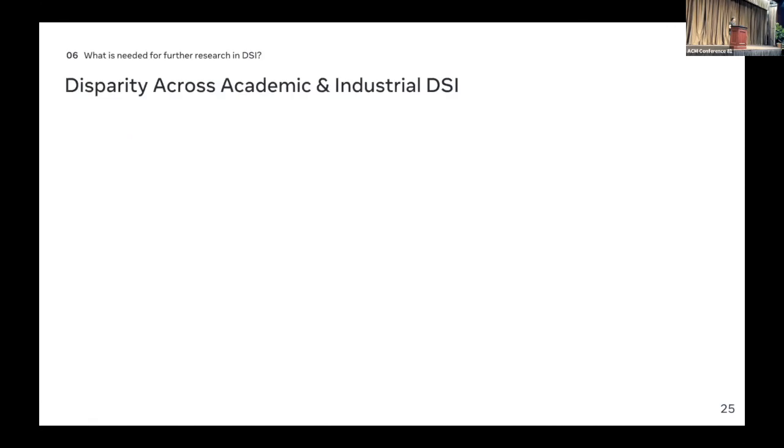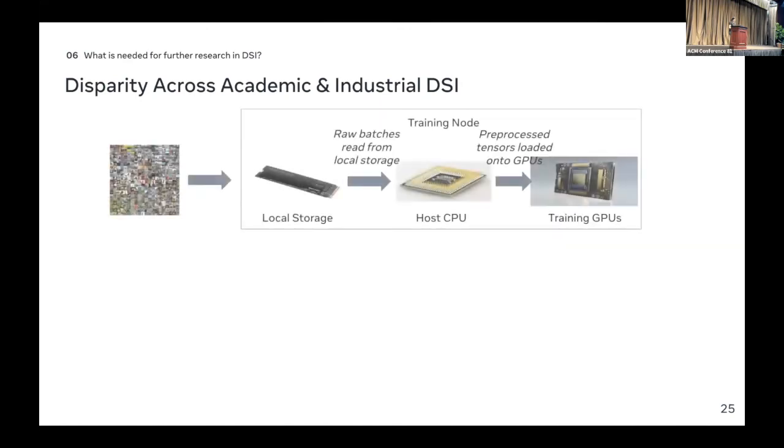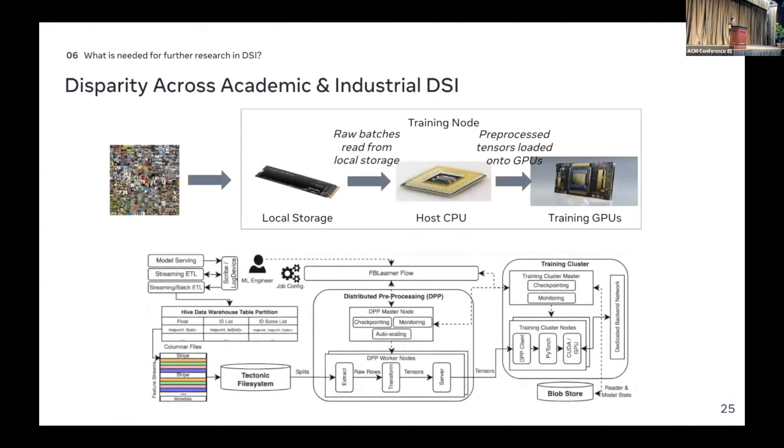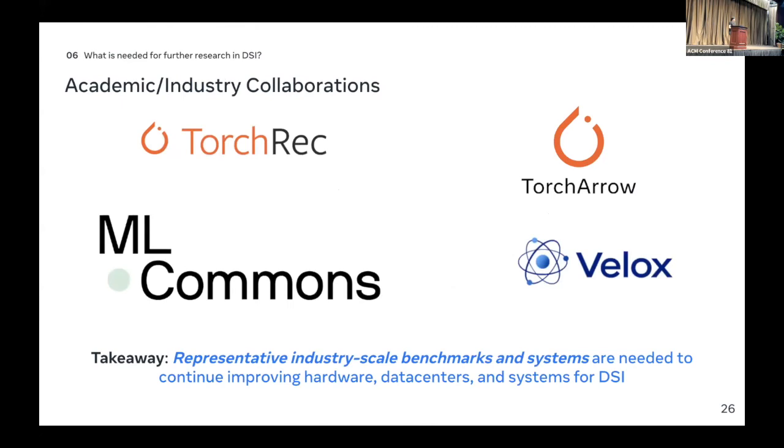And you can imagine that the biggest challenge is really this disparity of what I talked about in the beginning between an academic and industrial DSI setting, right? Something like MLPerf, where we use a single box or maybe a few training nodes, looks pretty different from what I showed at the beginning with our entire DSI pipeline. So the main takeaway here is that we need ongoing and continuous work between academia and industry to really build representative industry scale benchmarks and systems for further research on DSI.